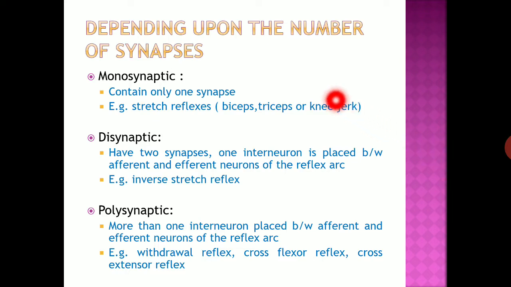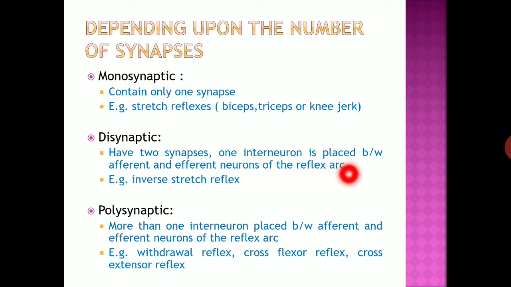First, depending upon the number of synapses: monosynaptic reflex, disynaptic reflex, and polysynaptic reflex. Now what is monosynaptic reflex? It contains only one synapse. For example, stretch reflex. For example, biceps, triceps, and knee jerk are the stretch reflexes. They are monosynaptic. Disynaptic reflexes have two synapses.